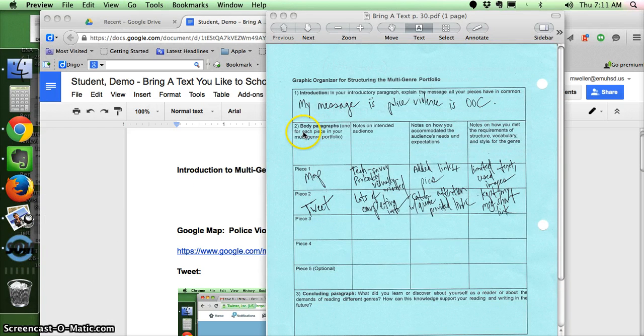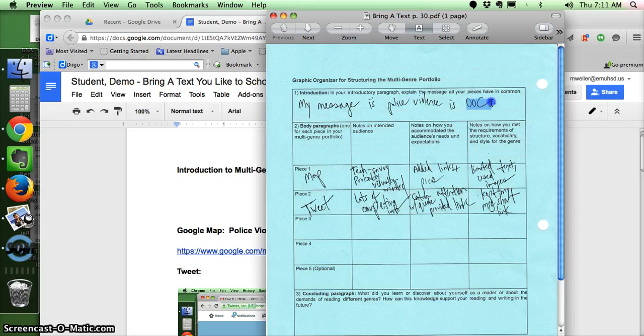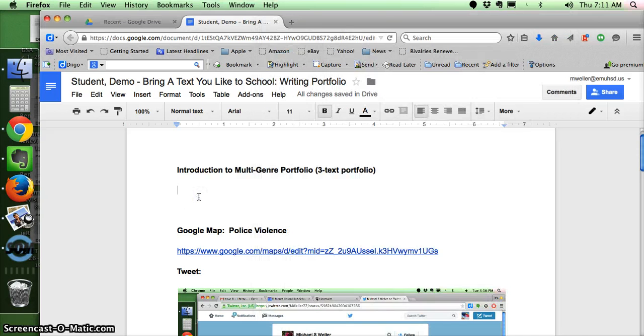So I'm going to go back to my organizer, and I'm going to start with my message. And the first paragraph in my introduction, my little mini essay explaining about my portfolio, is going to be talking about my message. So I wrote, my message is police violence is OOC. That OOC right here just means out of control. So I'm not going to use that abbreviation when I write. I'm only going to use that for note-taking, brainstorming. So here's what I'm gonna write. My message is that police violence is a serious problem that needs to be stopped.